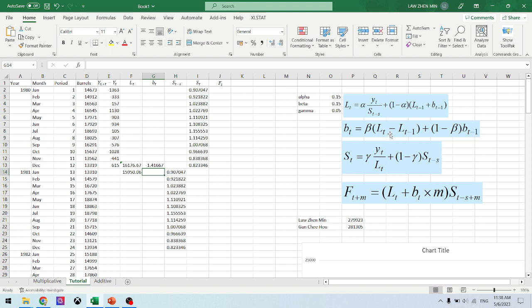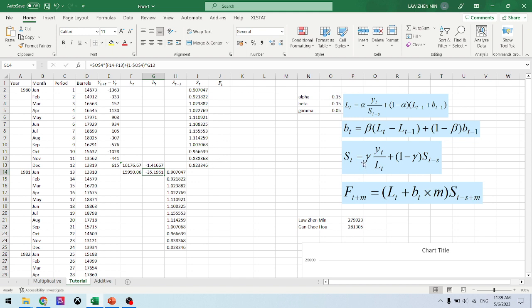Next is the trend component here. So same, we just key in the formula: beta, fix, multiply by the level component for the current period minus the level component for the previous period. So plus 1 minus beta, and multiply by the previous trend component. So now we get our value for the trend component.